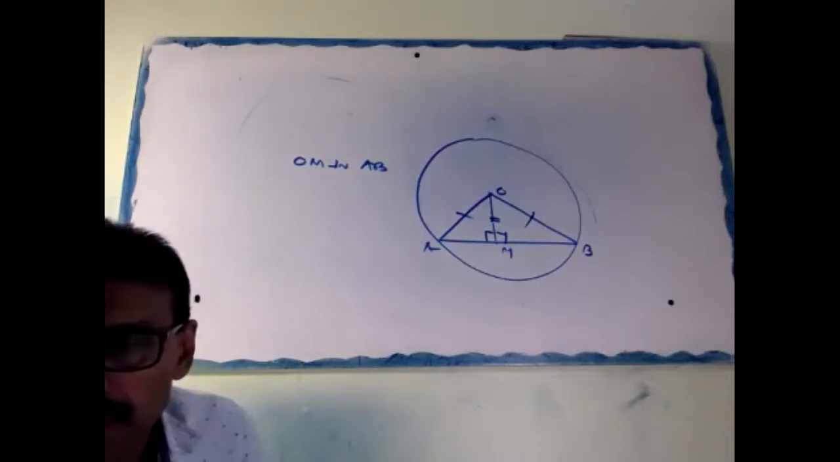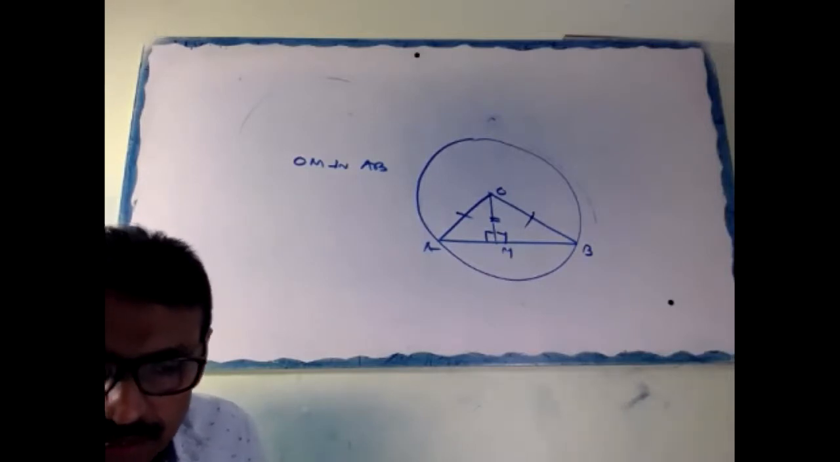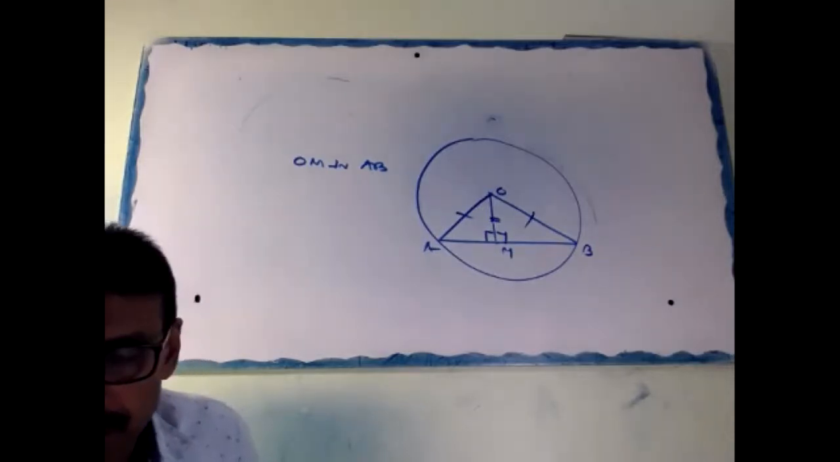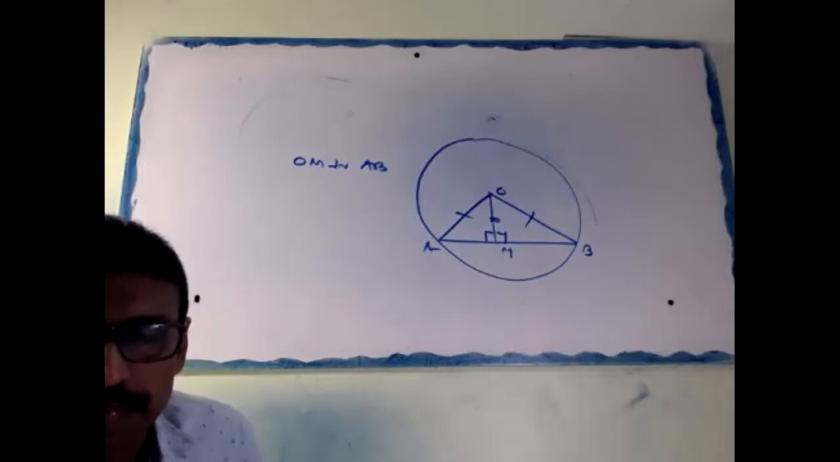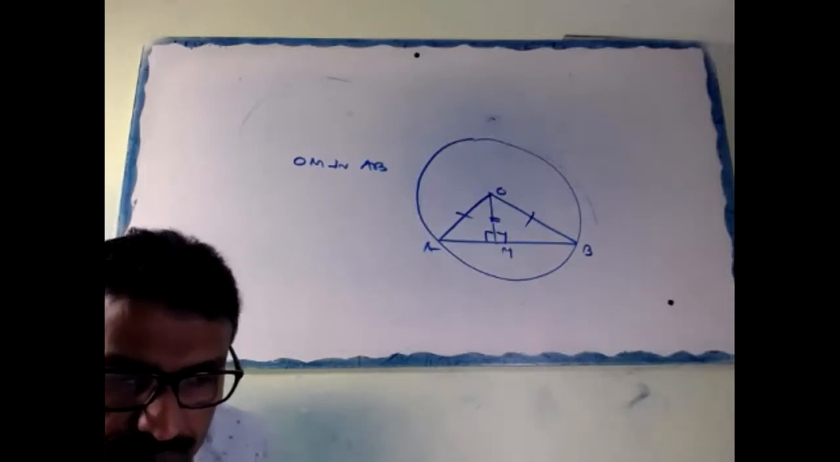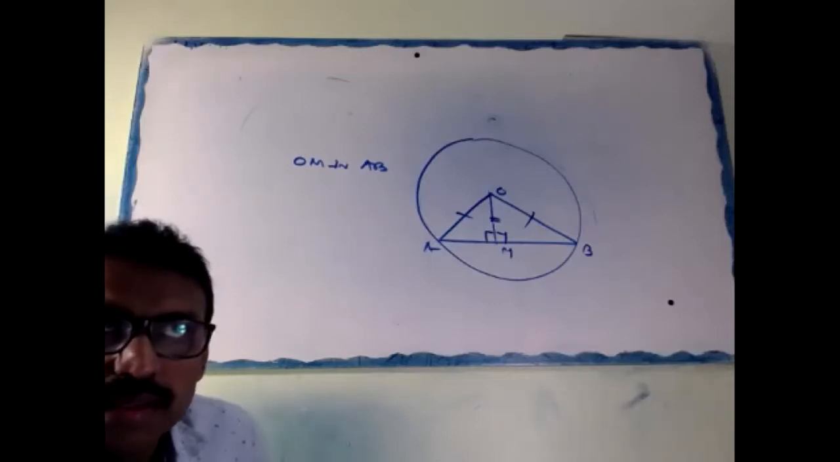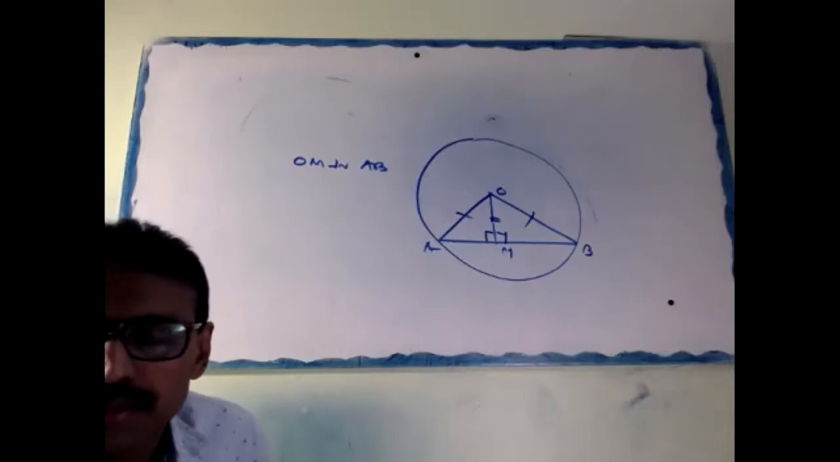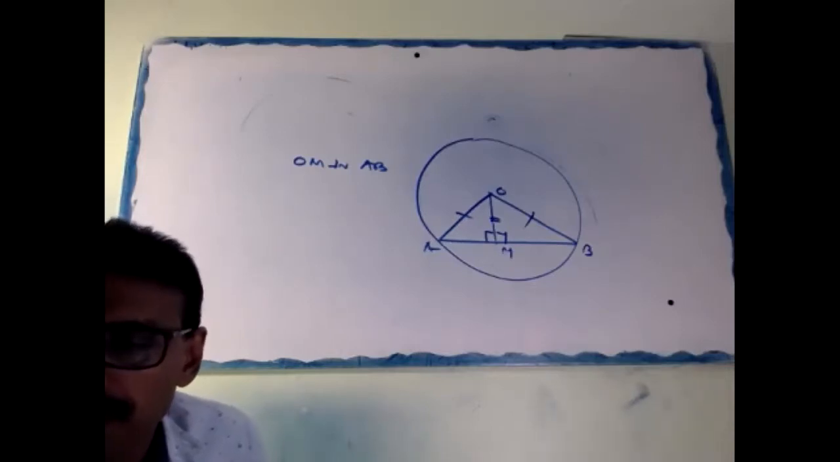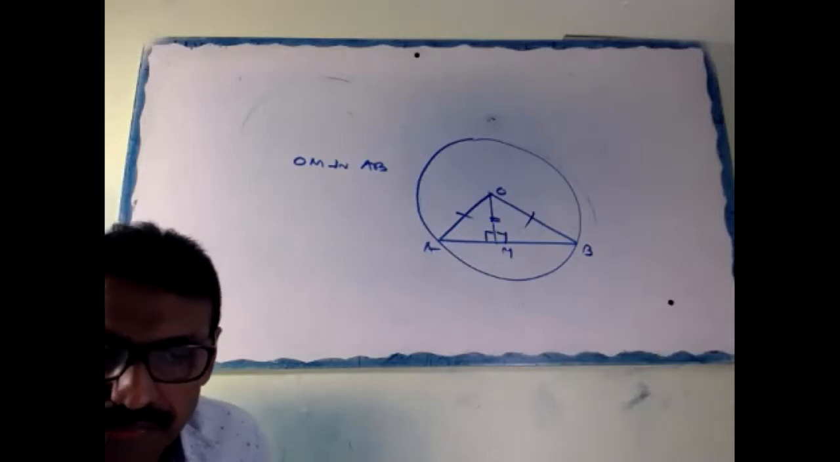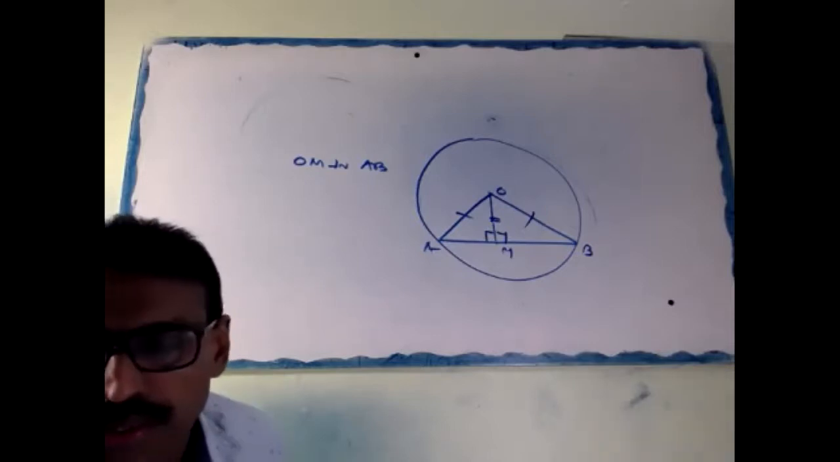For the latecomers, we just discussed the basic ideas of the circle. Actually, we jumped one chapter from triangles to circles. There is one chapter in between, quadrilaterals. I will do that after, because one of the students said he needs this circle chapter for the coming test. So I'll do circles first, then go to quadrilaterals.